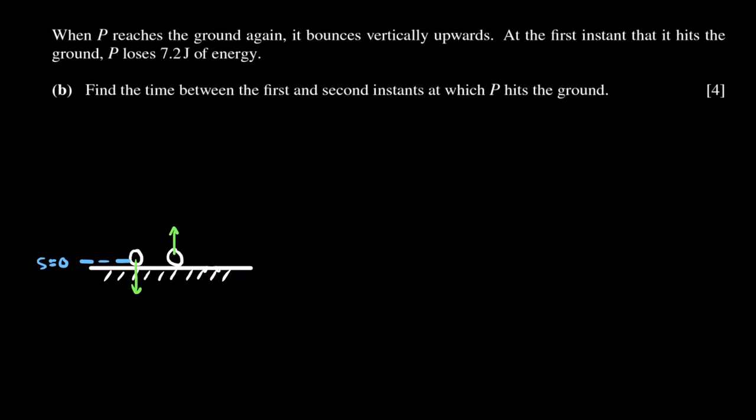Okay then, part B: when P reaches the ground again, it bounces vertically upwards. At the first instant that it hits the ground, P loses 7.2 joules of energy. So what we've got to consider is what was the energy before it hit the ground and what's the energy that it has after it hit the ground?